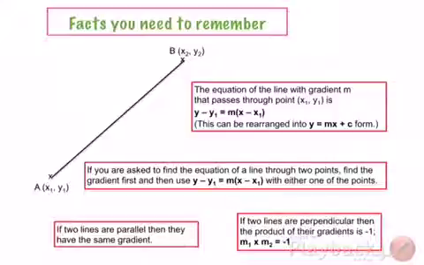If you are asked to find the equation of a line through 2 points, you would use the 2 points first of all to find the gradient, and then you would plug it into this one using the gradient and a point. If two lines are parallel, then they have the same gradient, which we've already discussed, and if two lines are perpendicular, then the product of their gradients is -1. Okay, so m1 times m2 is equal to -1, product being times.